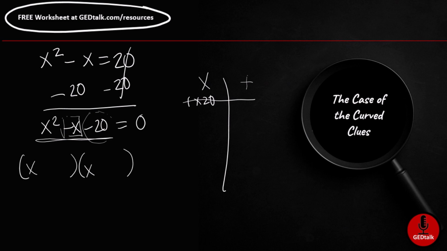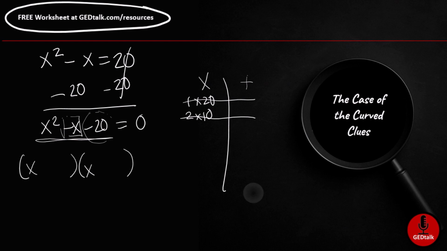So next one I could do is 2 times 10. Okay, 2 times 10 will give me 20, but 2 plus 10, or even if it was 2 plus -10, is not going to give me -1. So I'm not going to pay attention to that one. Okay, what's another set of two numbers that when multiplied would equal 20?